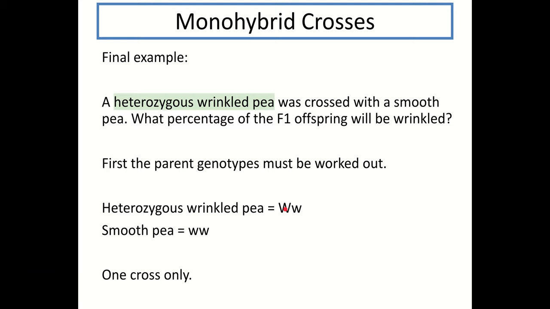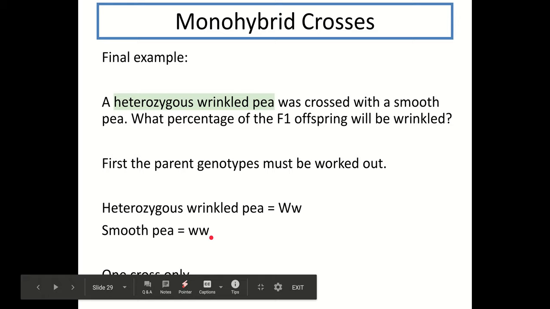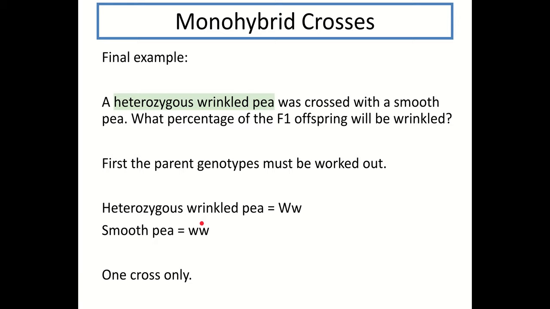The other parent has smooth peas, so we know that smooth is recessive, so we'll only see that phenotype if both alleles are smooth or recessive. So it must be little w, little w. If it had a big W, then this pea wouldn't be smooth, it would be wrinkled. So now we have the parent's genotypes, we're ready to start the cross.